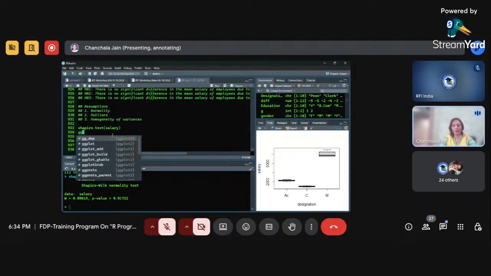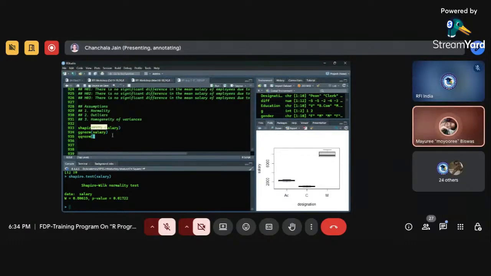So I'm writing the remaining functions here so that if you are making your notes, this will be okay for you. Ma'am, it is QQ norm now. You have written GG. Yeah, it's QQ norm.